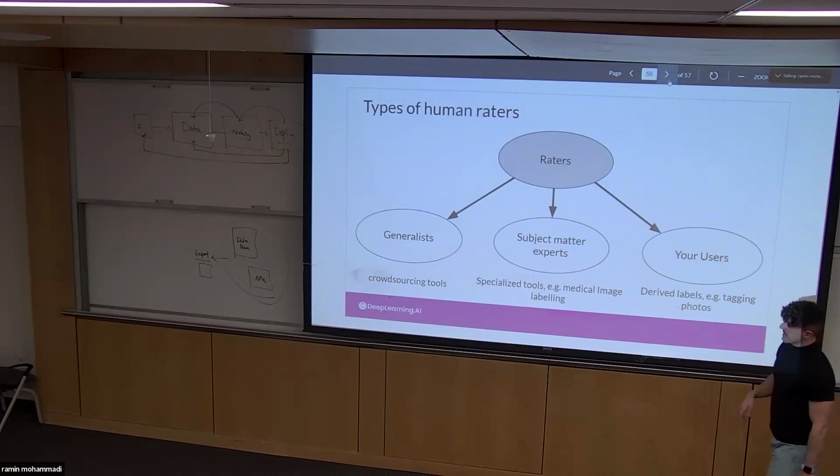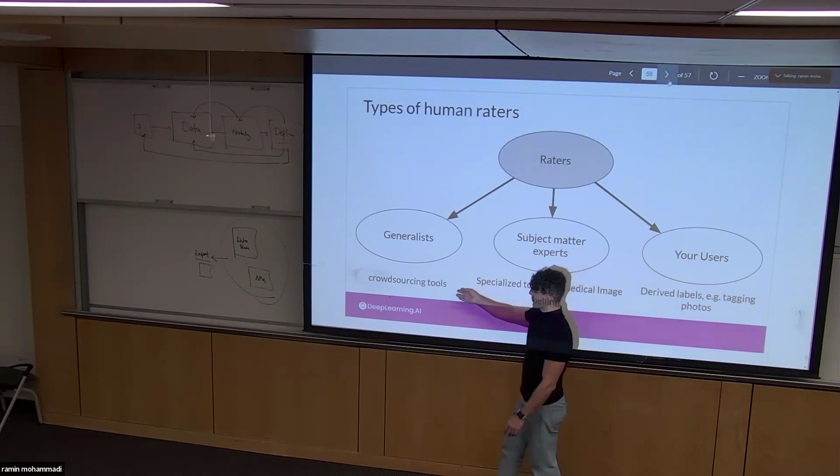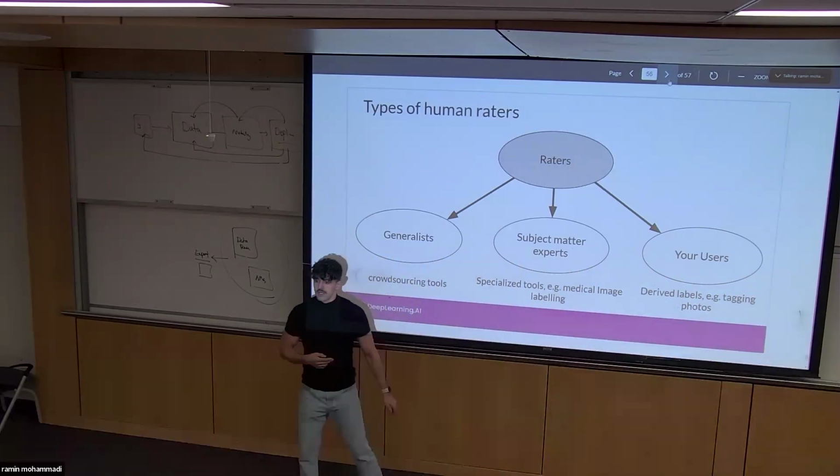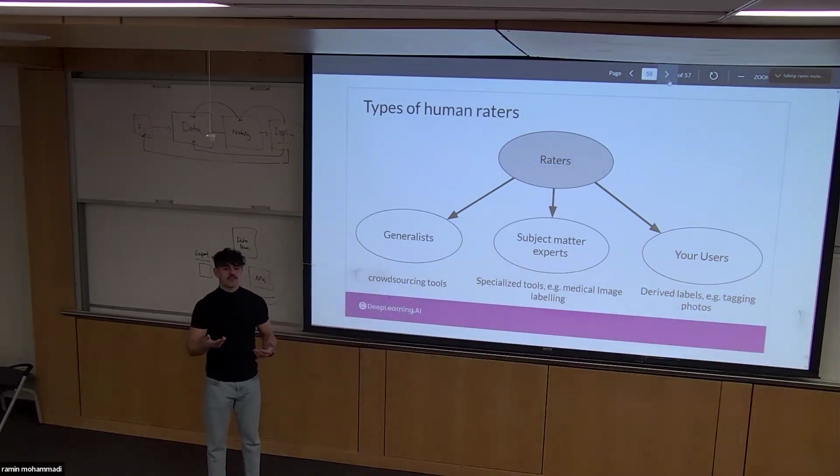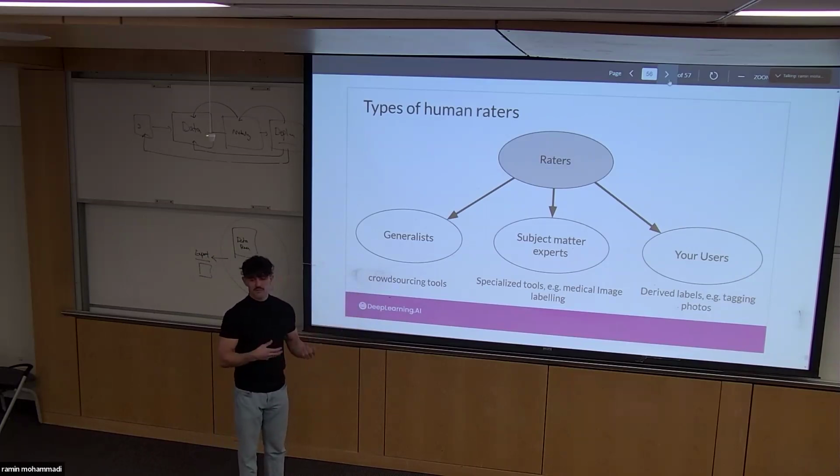Generalist is more like some sort of crowdsourcing tool. Let's say I want to do labeling over English text, or transcribing. Generalist means that anyone who speaks English fluently can do the task. A subject matter expert is someone who has expertise in the task.